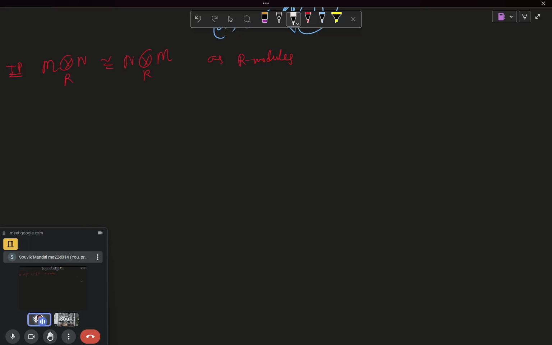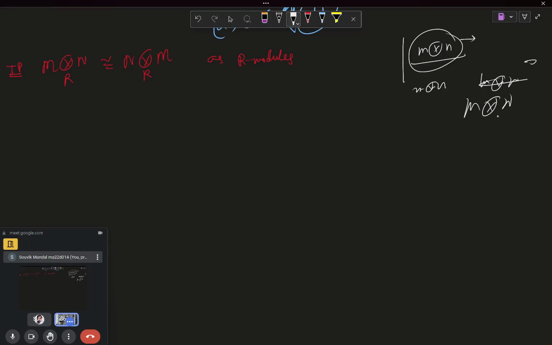The form of the element of M tensor N, and I have to define a function that carries the element of this tensor to this tensor. What is the form of M tensor N? No, first of all, it does not make sense asking the form. m tensor n is an element of the module M tensor N. So there is no point of form. This is the element. One element looks like this. That's all.